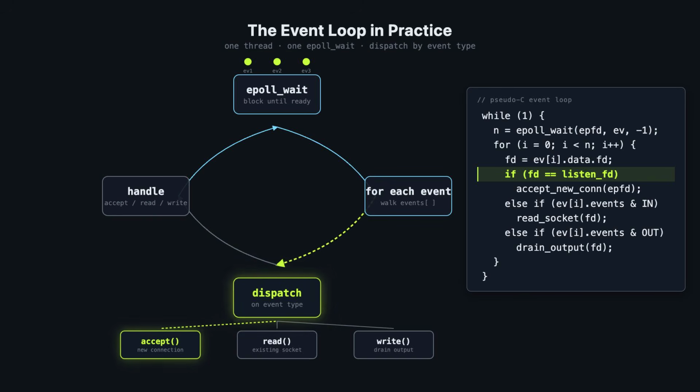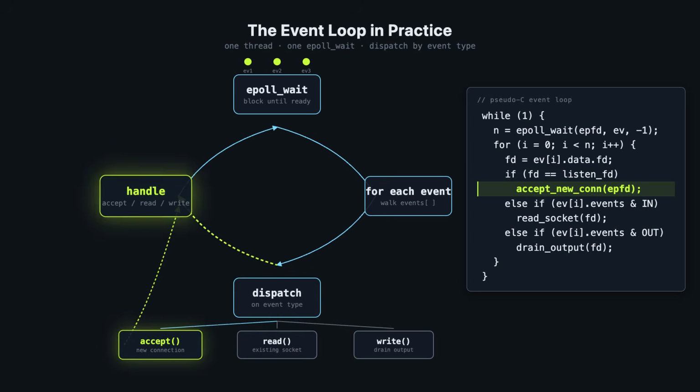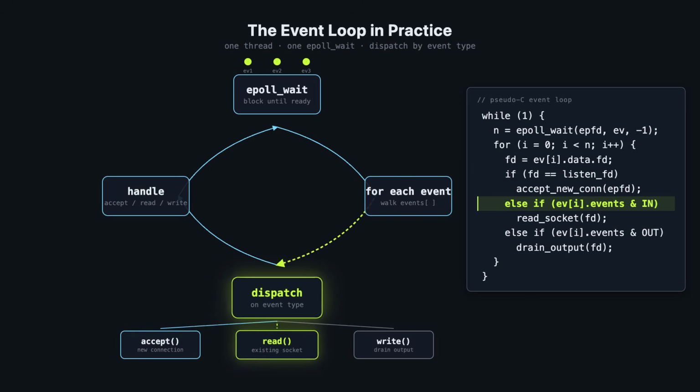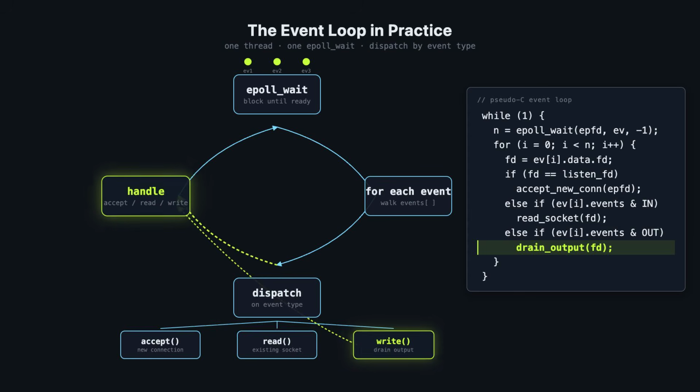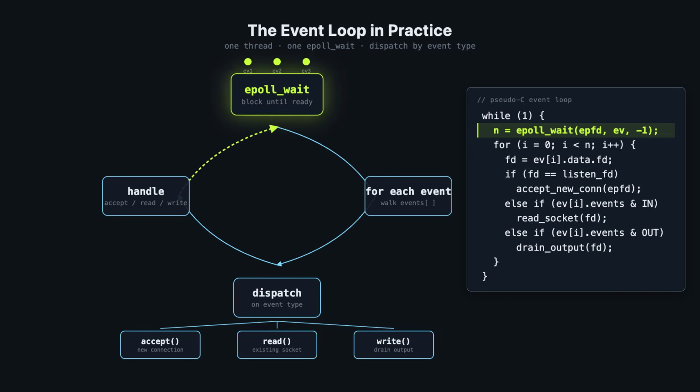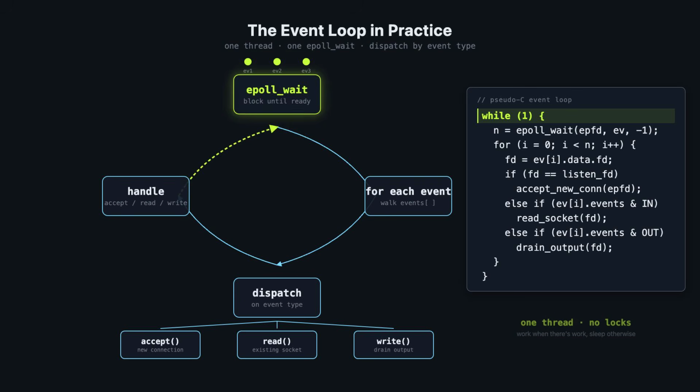If the event is on your listening socket, that means a new connection has arrived. You accept it and register the new socket with epoll. If the event is on an existing connected socket, you read whatever data is available. If a socket signals that it's writable again, you drain whatever pending output you have into it. Then you go back to the top and call epoll_wait again. One thread, no locks, no context switches between connections. The CPU works on whatever needs work the moment it needs work and sleeps the rest of the time.